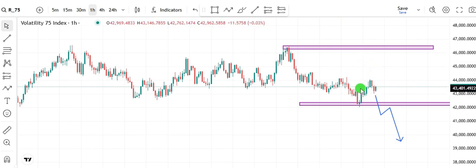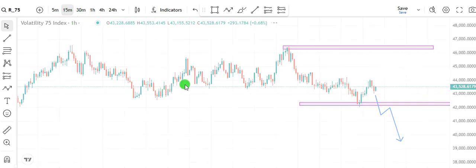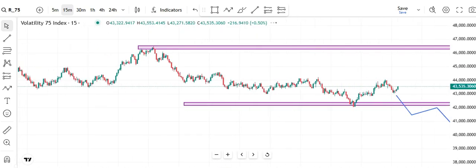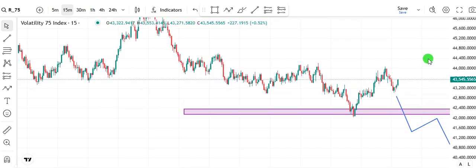So what do you want to see? You want to see a change in structure. I want to see that on the entry time frame, which is the 15-minute chart. So let's go back to the 15-minute chart to see if we can see a change in structure, which gives us the time for us to go long or go short in this market.